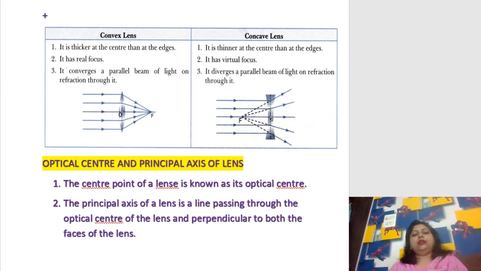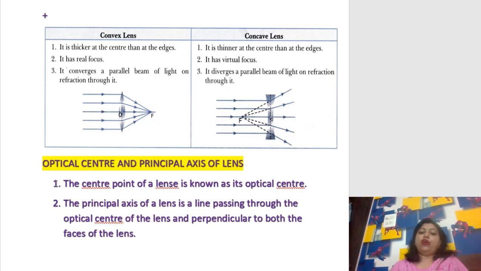Now the convex lens, third point: it converges a parallel beam of light on refraction through it. Look, this is happening here. And the concave lens diverges a parallel beam of light on refraction through it. It diverges the light which falls on the lens, then it becomes divergent. Look here, it diverges and this one converges.